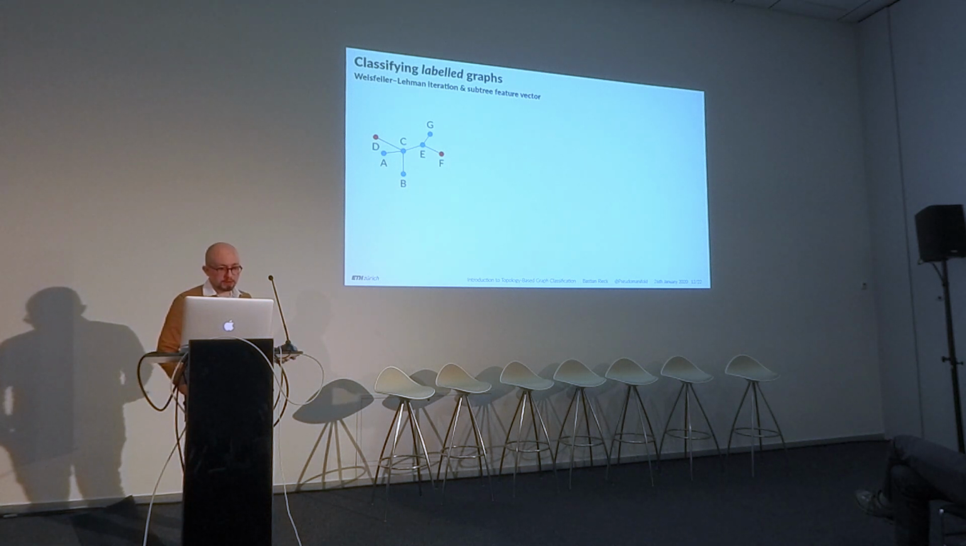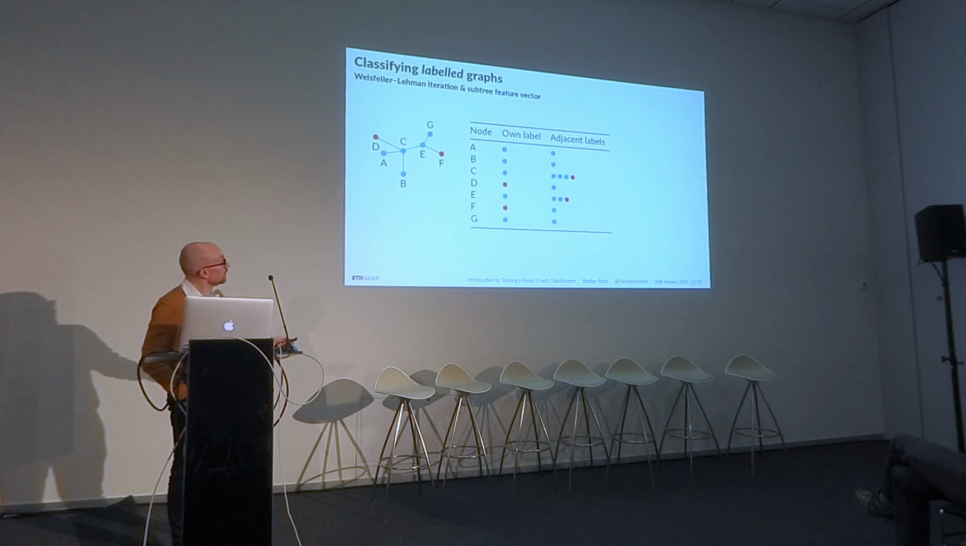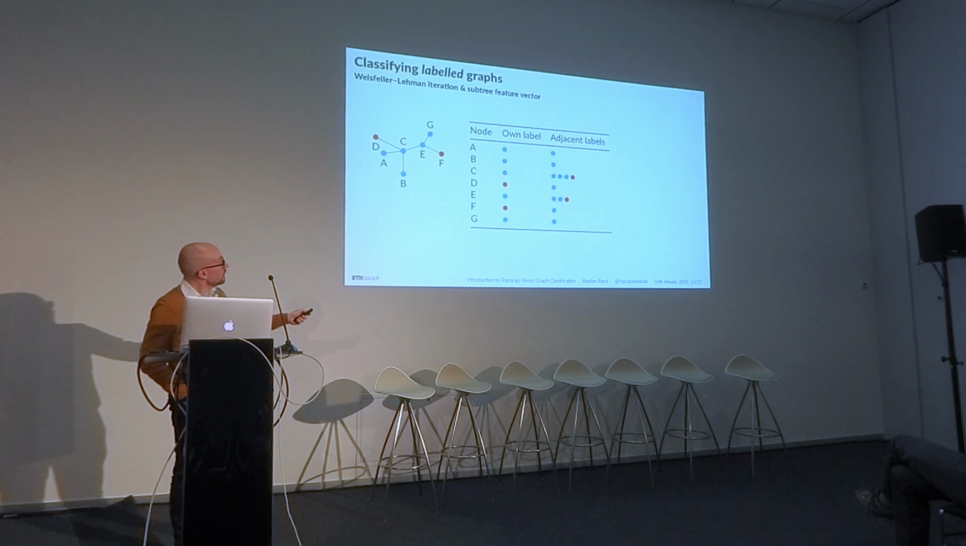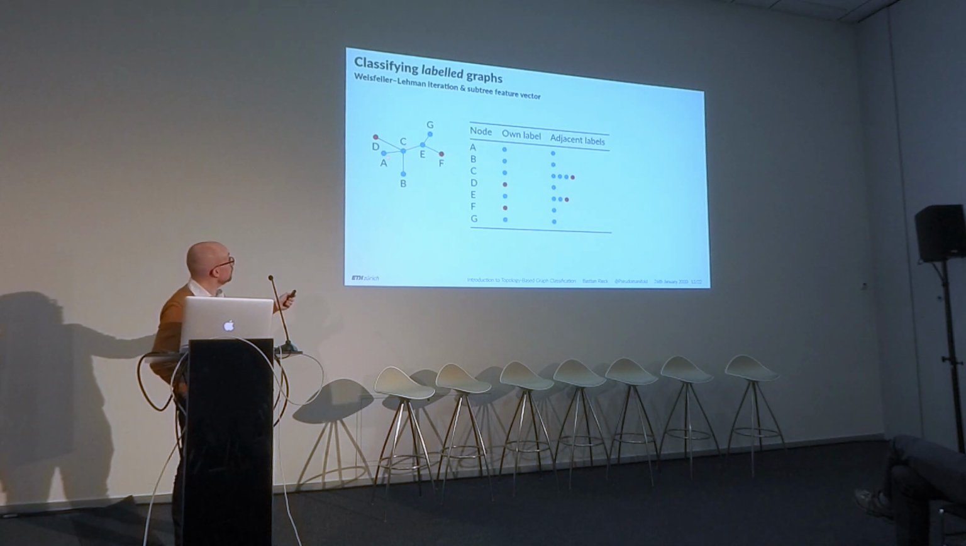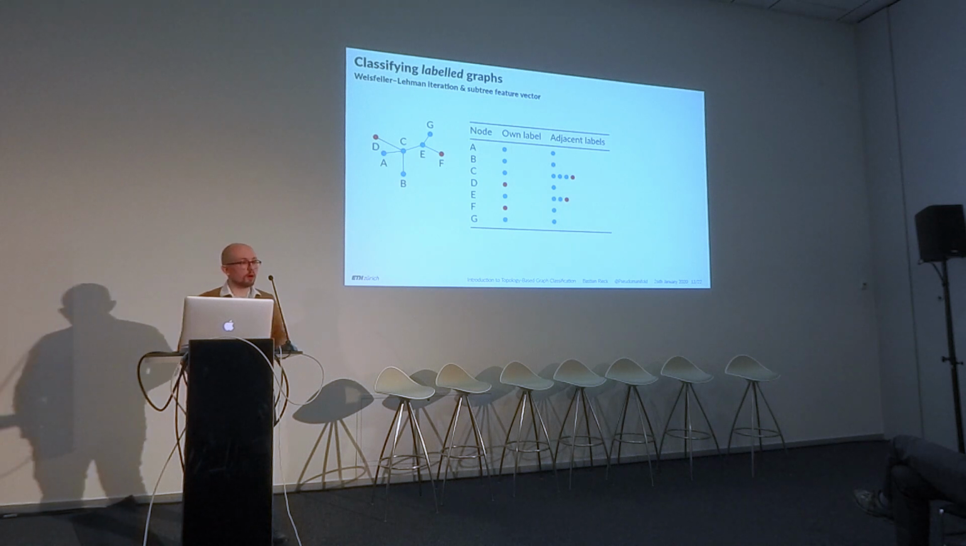So we take our graphs here, and we look at every node and at its own label, and then we look at the adjacent labels. So we just take a look at the graph structure that we have. We can see that, let's pick one out at random, let's see, node C, its own label is blue, and it can see blue, blue, blue, and red. So this works out. We can do this for all the nodes in the graph.